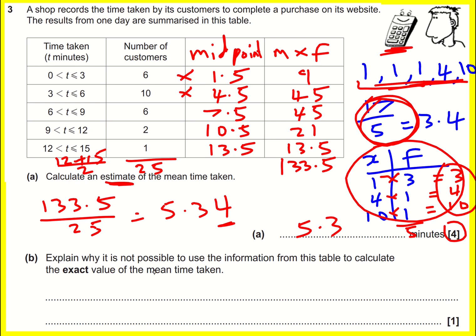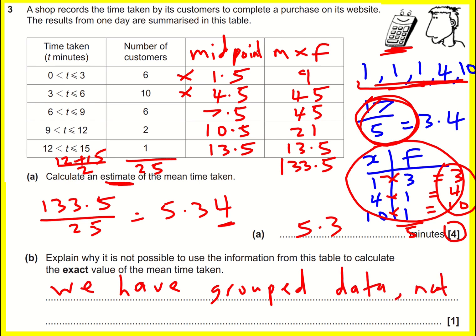This later question I've already actually given the answer to, but it's asking more about the understanding of what's going on. So: explain why it's not possible to use the information to calculate the exact value. We have something to this effect: we have grouped data, not raw data, which is exact values. I think that's enough.